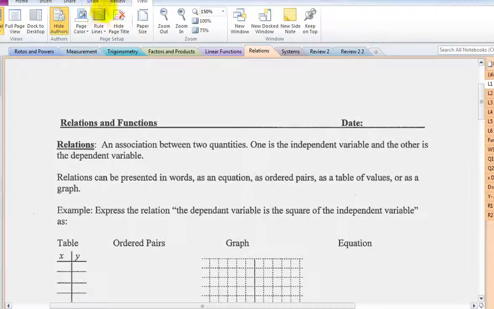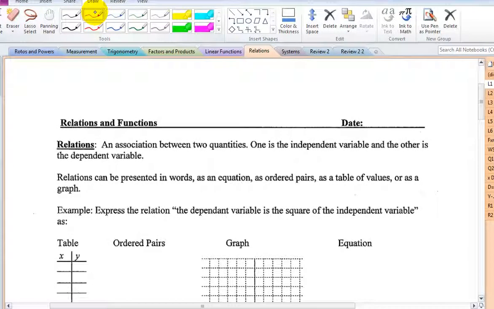So, as I said, a relation is an association between two quantities. So it's just really a relation. A relation is a relation. It shows relationships. One is the independent variable, and the other is the dependent variable. Now, you do this in science all the time. When you're measuring how long it takes to melt ice, the time is the independent, and the dependent would be the temperature of the ice.